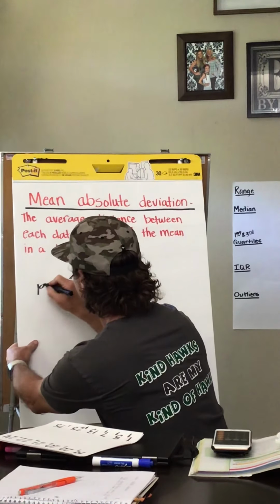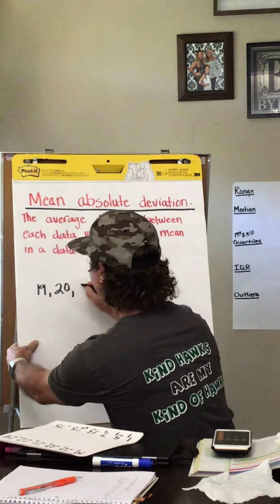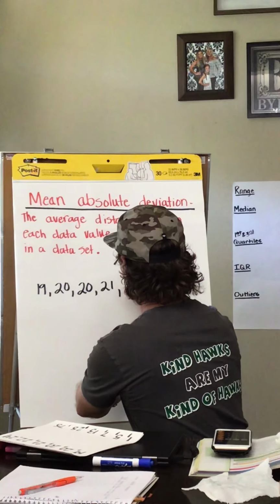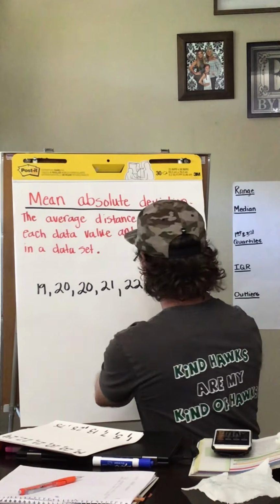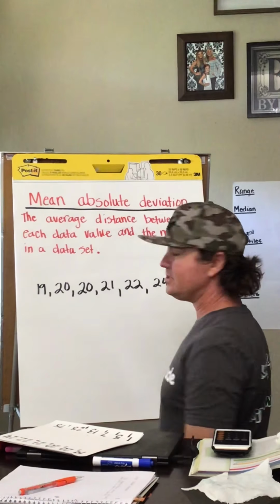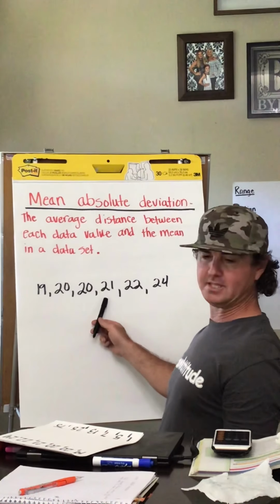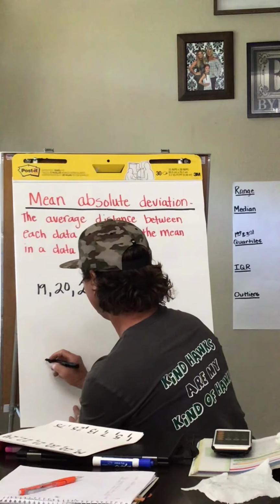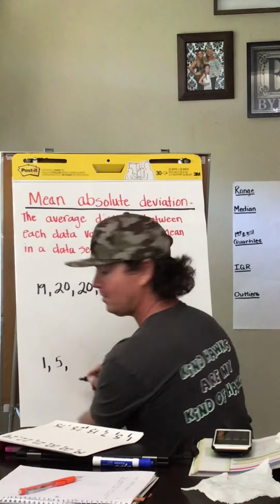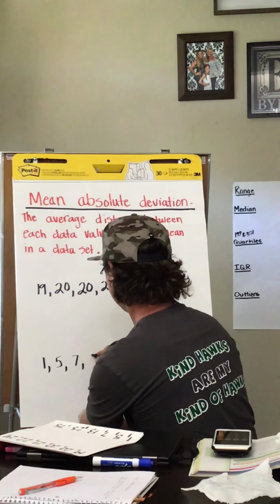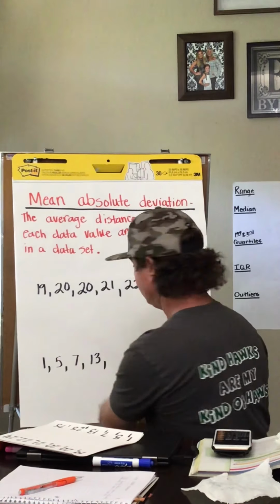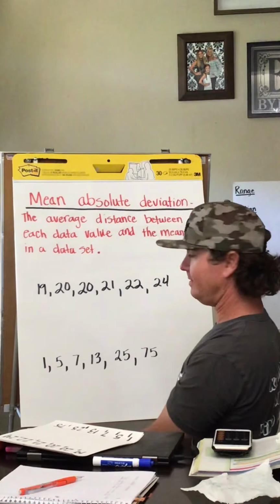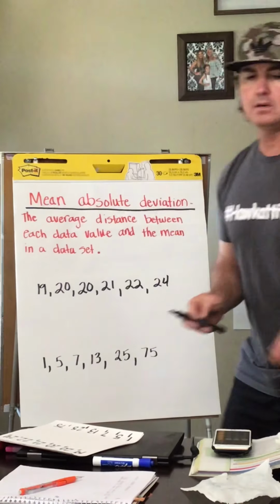This one is 19, 20, 20, 21, 22, and 24. I want you to find the mean absolute deviation for this set of data. Then I also want you to find it for this set of data: 1, 5, 7, 13, 25, and 75. Start on the top one.